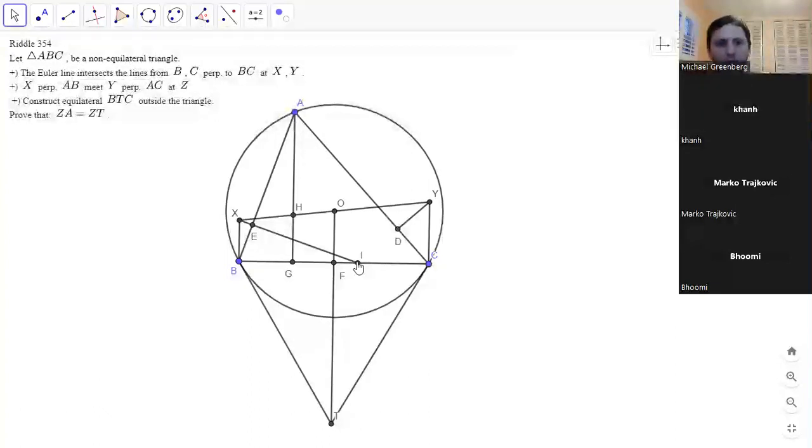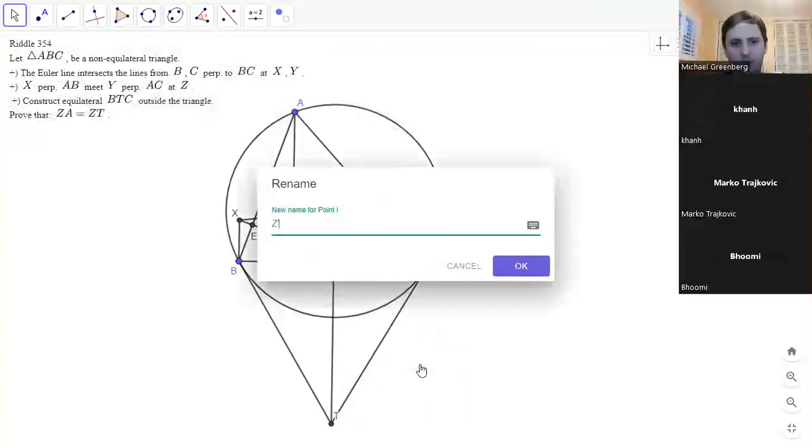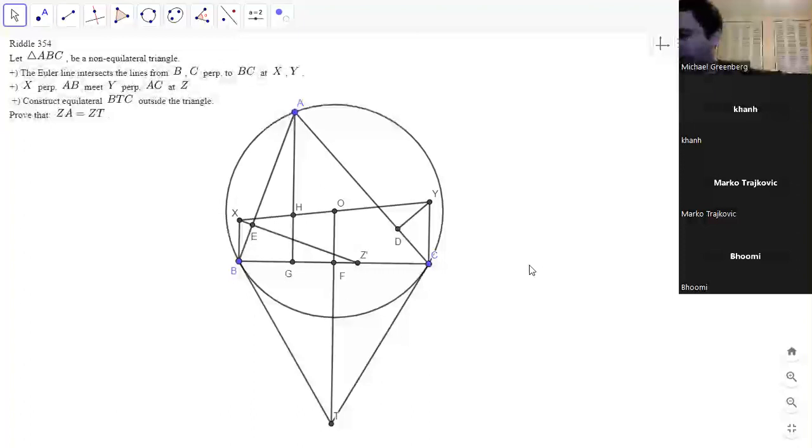So, as we have BG times BI is BE times BA. Actually, let me call this Z prime for now. So BE times BG times BZ prime. I'm sorry, but I think I've proven that Z lies on BC. Okay. Yeah, and I think we can use the ratio like you said.